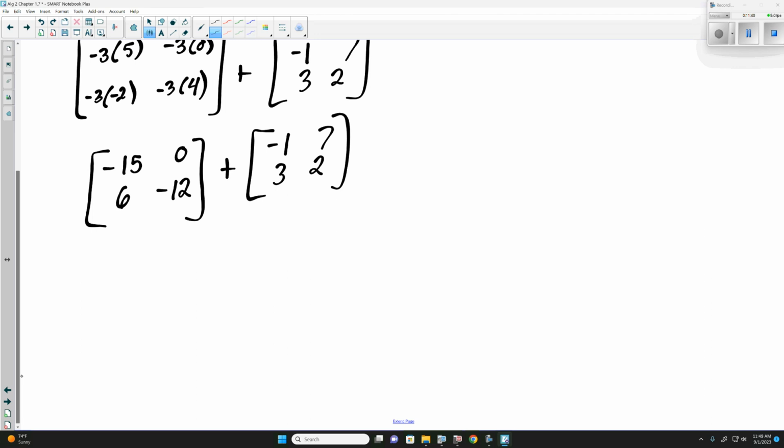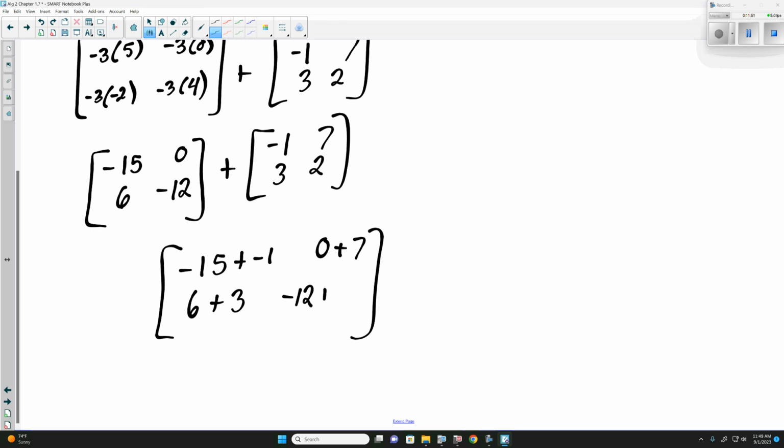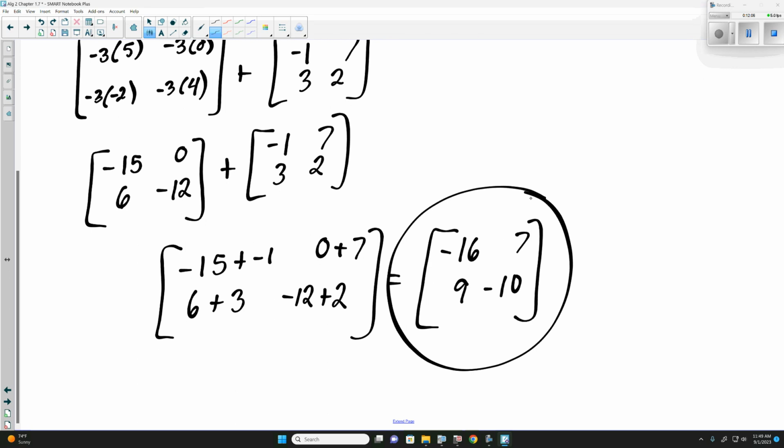Now at this point, we can add the two together. -15 plus -1, 0 plus 7, 6 plus 3, and lastly -12 plus 2. And if we add these, we would get -16, 7, 9, -10. Any questions on this here so far? Or how we got to our answer? So we feel pretty comfortable with this process.